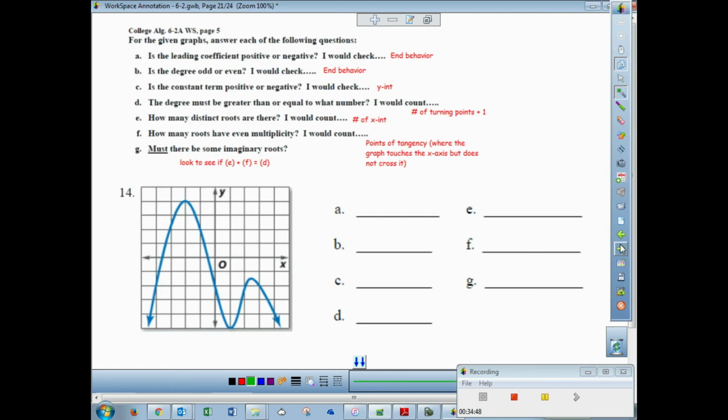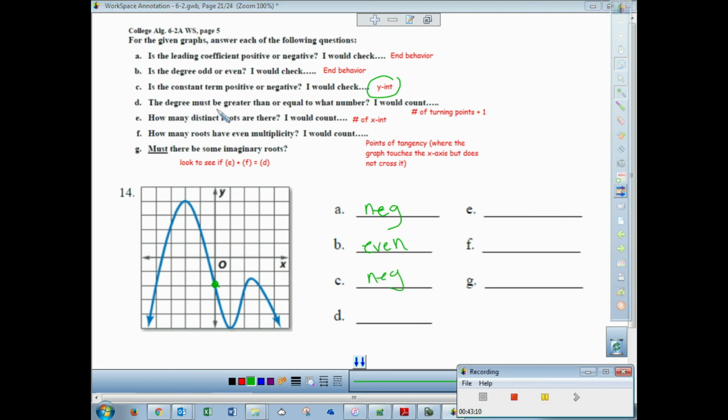So let's put it into play. Here's all that stuff again. Here's this graph. We need to answer these questions. Is the leading coefficient positive or negative? Negative. You can abbreviate that neg. Leading coefficient is negative. Is the degree odd or even? Even. Is the constant term positive or negative? The constant term, again, is the y-intercept. This is the y-intercept. Is it above the x-axis or below the x-axis? So that is negative.